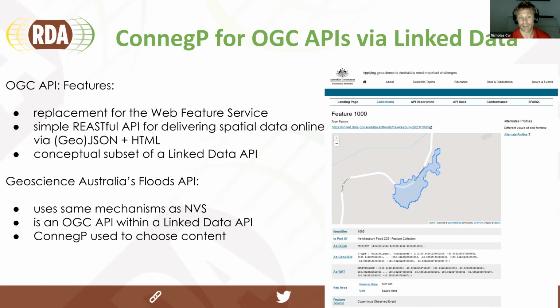And on the right there, you see Geoscience Australia's Floods API. I should have put a link to it. I will do that. But the API there returns spatial information about flood areas from satellites, and it uses a linked data API, content negotiation by profile, to fulfill all the requirements of an OGC API, as well as providing many other options as well. So OGC API requires GeoJSON and HTML. It does that. You're seeing the HTML, but you can also get the content in RDF as well and other things. Last slide, please, Jan.